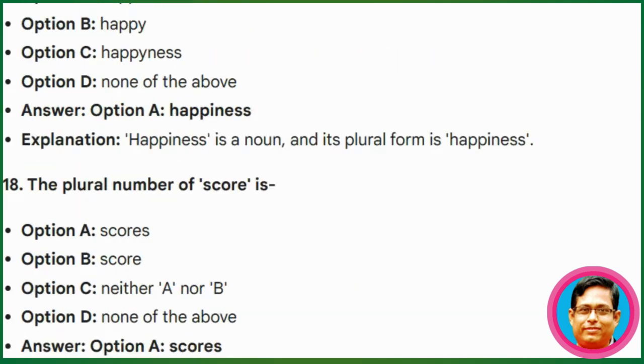18. The plural number of score is option A, scores, option B, score, option C, neither A nor B, option D, none of the above. Answer, option A, scores. Explanation, score is a noun and its plural form is scores.